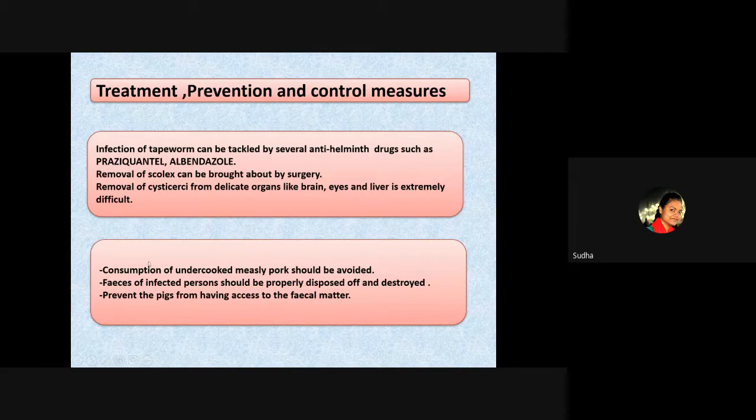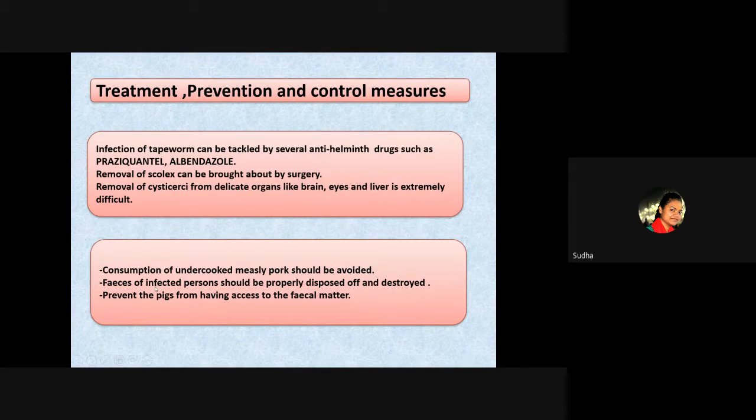Now, what are some of the prevention or control measures? There are a few which I have mentioned over here. First is consumption of undercooked and measly pork should be avoided. So we have to avoid measly pork consumption, and undercooked also should be avoided.